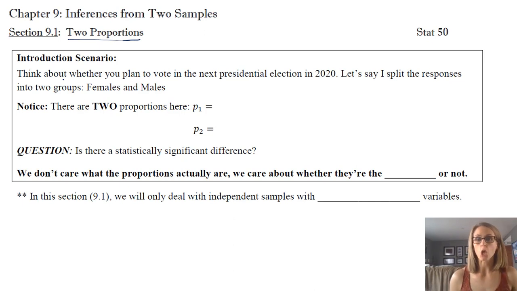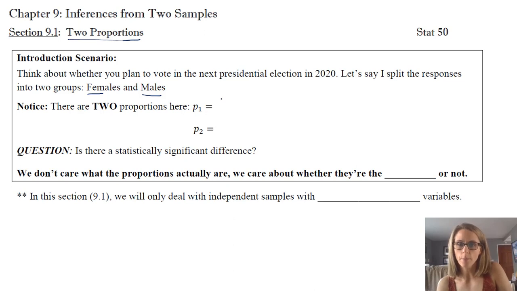So let's look at a scenario. Think about whether you plan to vote in the next presidential election in 2020 coming up. Let's say I split the responses into two groups, females and males. So we find out what proportion of females plan to vote in the election and what proportion of males plan to vote in the election. Okay. And let's just say we have 100 people that are surveyed randomly, and maybe we find that for women, 55 out of 100 plan to vote, and let's say for men it's 45 out of 100.